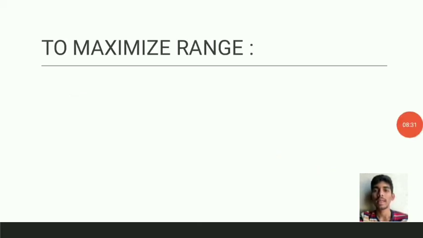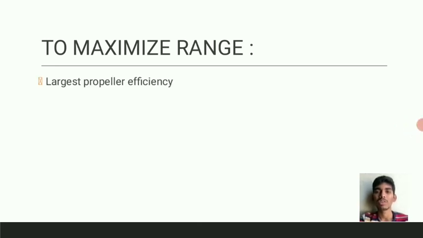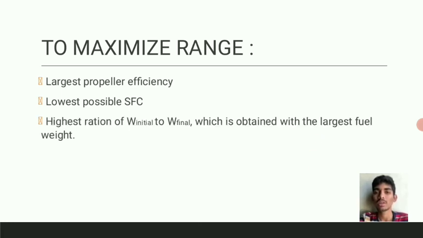Next, to maximize range, we can use the largest propeller efficiency, because range is directly proportional to propulsion efficiency. Next, the lowest possible specific fuel consumption. Next, the highest ratio of W initial to W final, which is obtained with the largest fuel weight. And fly at maximum L by D.